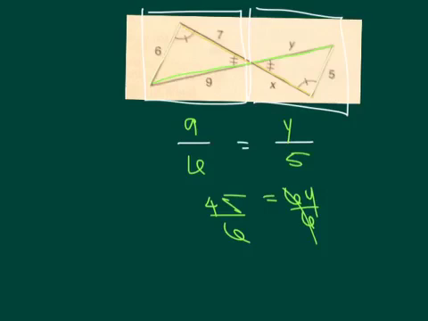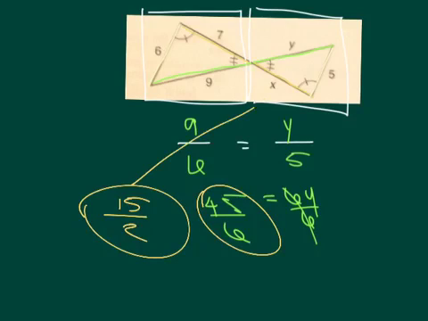Except, of course, reducing. 45 over 6 reduces by 3: 45 divided by 3 is 15, and 6 divided by 3 is 2. 15 over 2 then is my Y value. So that is letter B.